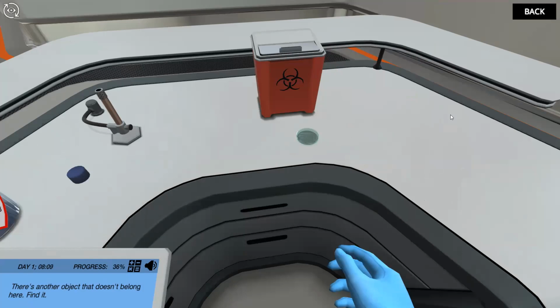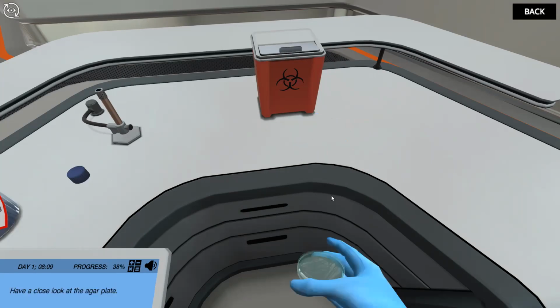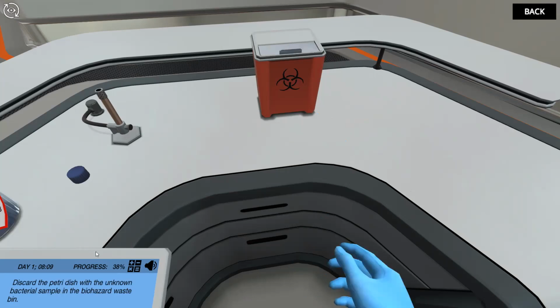There is a living organism on this bench. Can you find it? Have a look at this. There is a bacteria colony growing on this agar plate. This might be some dangerous pathogen. We need to use a special bin for biological waste. Discard the petri dish with the unknown bacterial sample in the biohazard waste bin. There is still a protocol from a previous experiment on the table. Clean up the lab protocol.